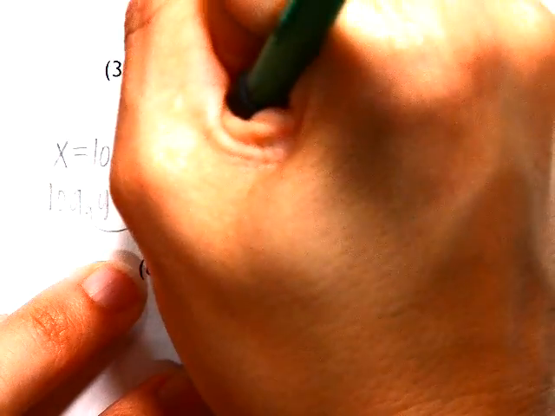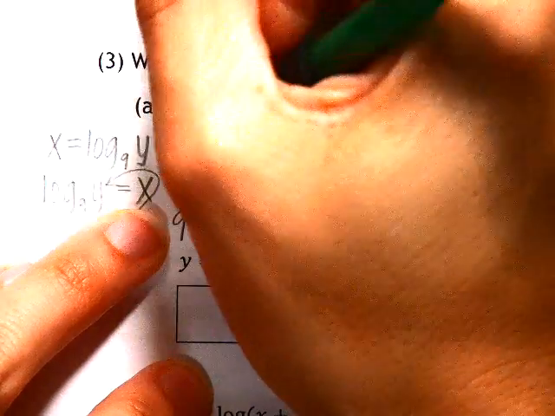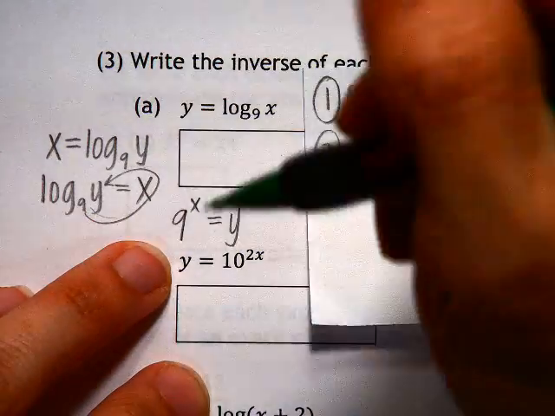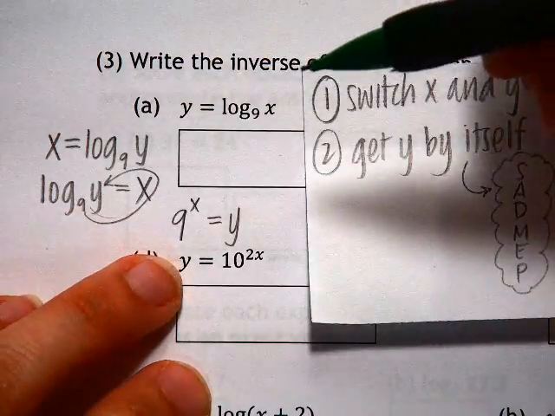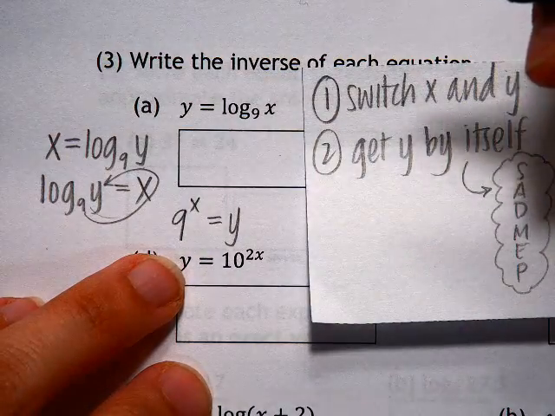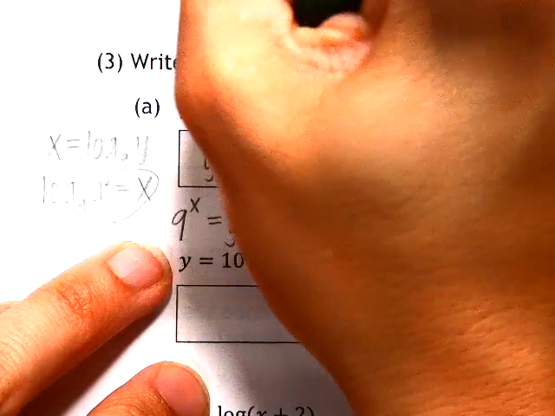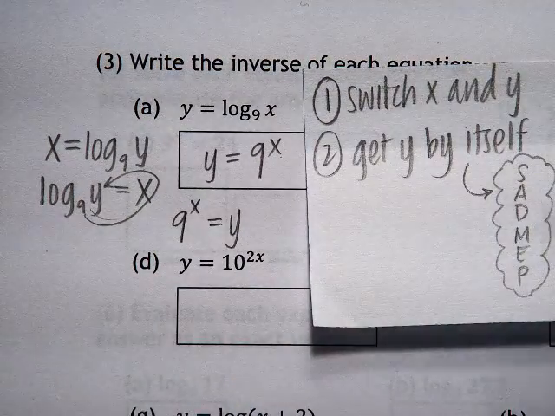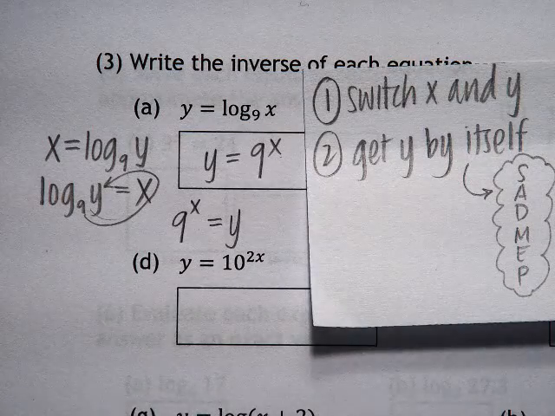We have 9 to the power of x equals y. Now it's in exponential form, and notice what happened. Y is by itself. That's what we wanted. So y equals 9 to the power of x must be our inverse, because as soon as y is by itself, we're done. We're good to go.